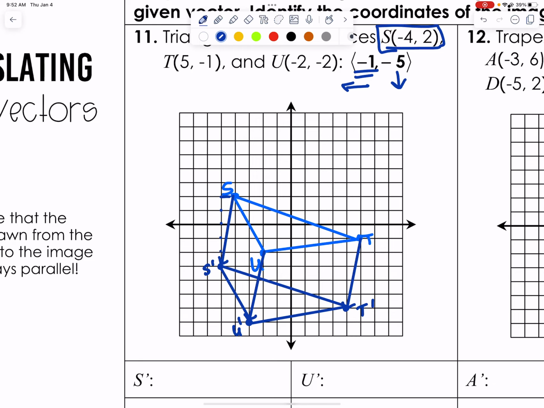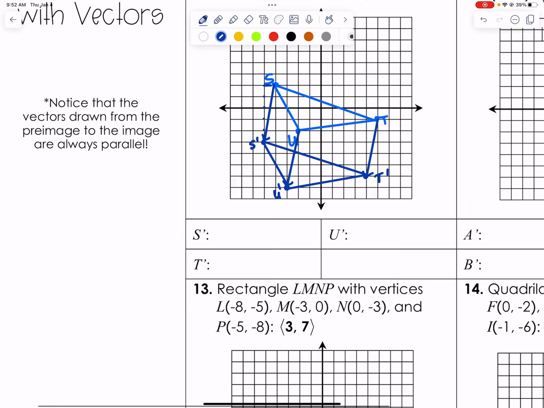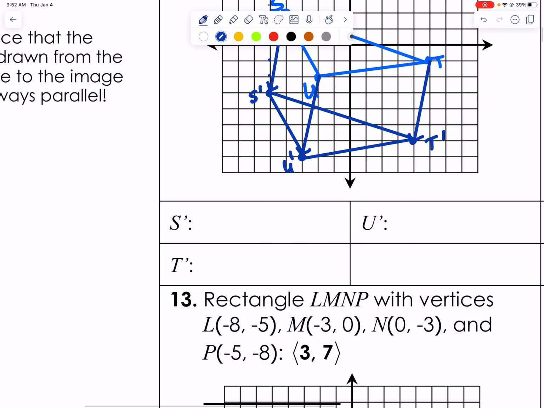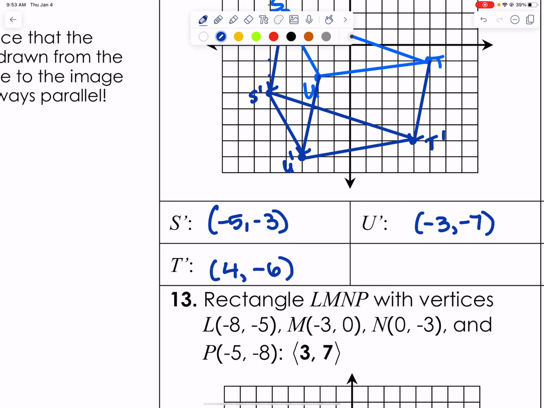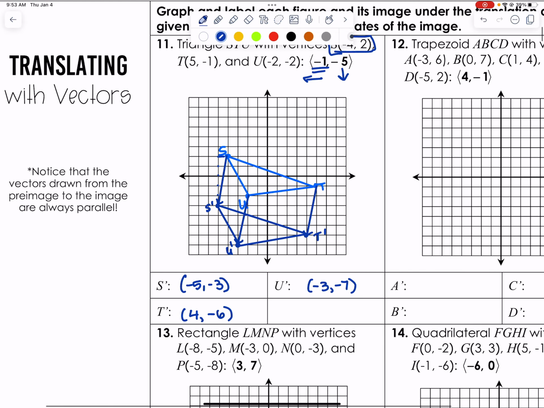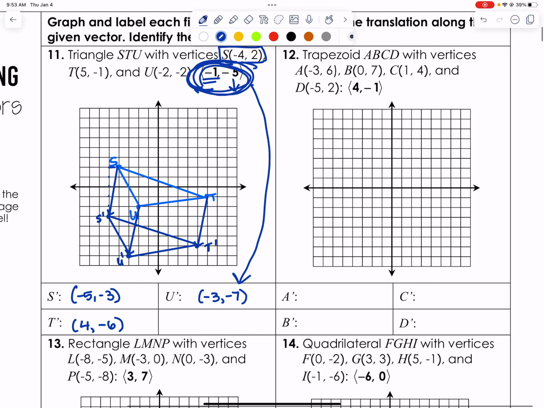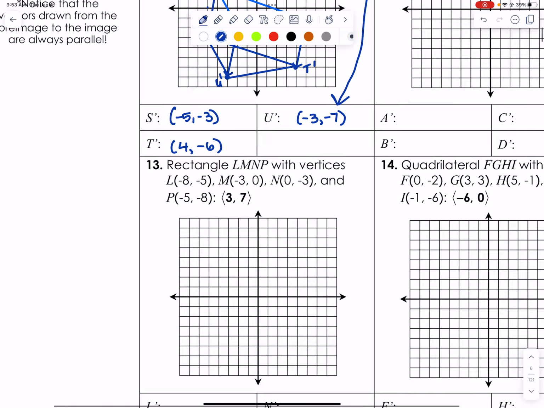And now I can just go ahead and connect my prime triangle figure. Okay. Please make sure to write down the coordinates of your image on the bottom. So S prime would have been (-5, -3). U prime is (-3, -7), and T prime is (-4, -6). Okay, so in this case, we use the vector component form in order to create our coordinates for the prime or the image, okay? Do the same thing for 12, 13, 14.